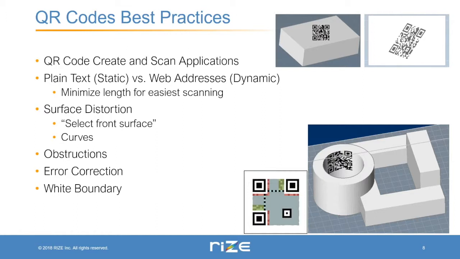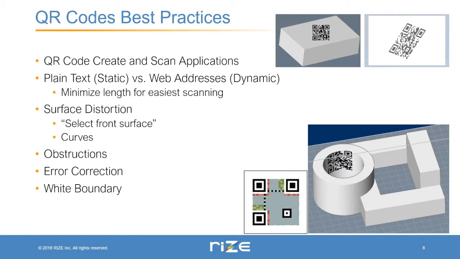Some of the other things I have listed here include some things you'll want to pay attention to when applying QR codes. So one of those is surface distortion. The images at the top show what would happen if you attempted to apply a QR code in the orientation shown on the top left. And when you would then go to scan the QR code, perhaps in the orientation on the top right, you would find that it is much too distorted for your scanner to read. So when applying a QR code to the surface of the part, you always want to select front surface, and this will ensure that it won't be distorted in this way.